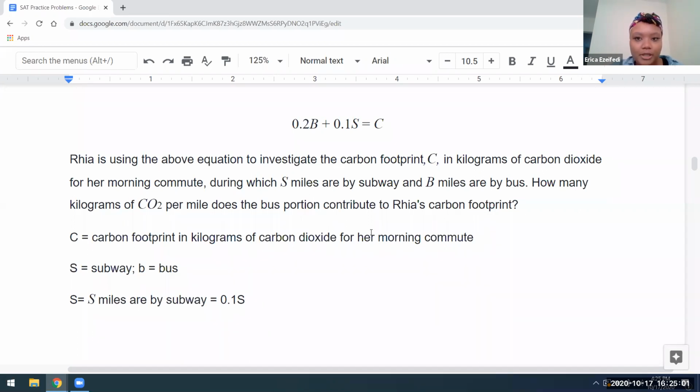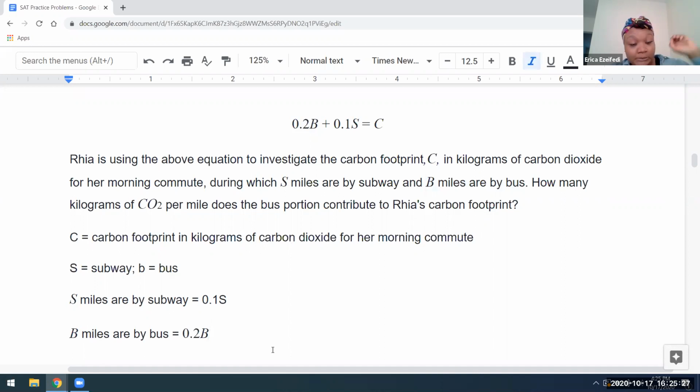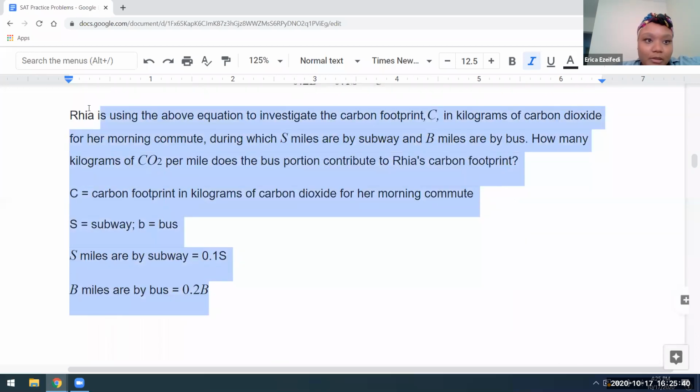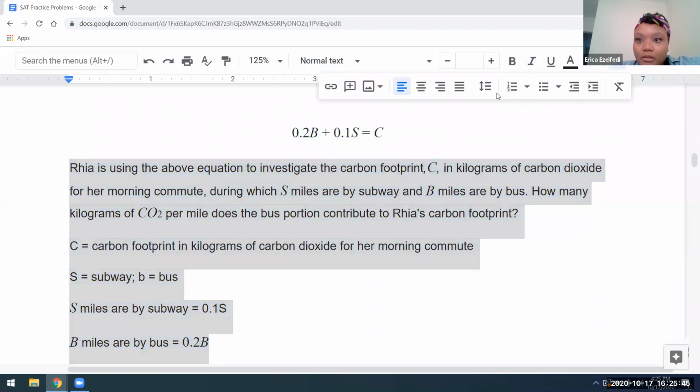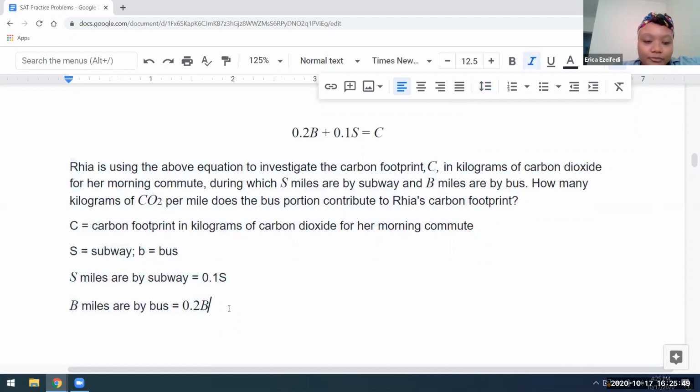So then we're going to know that B, because of what it says right here, looking up at the equation, that's telling us that per every mile traveled by bus B, the contribution to the carbon footprint is going to be 0.2.